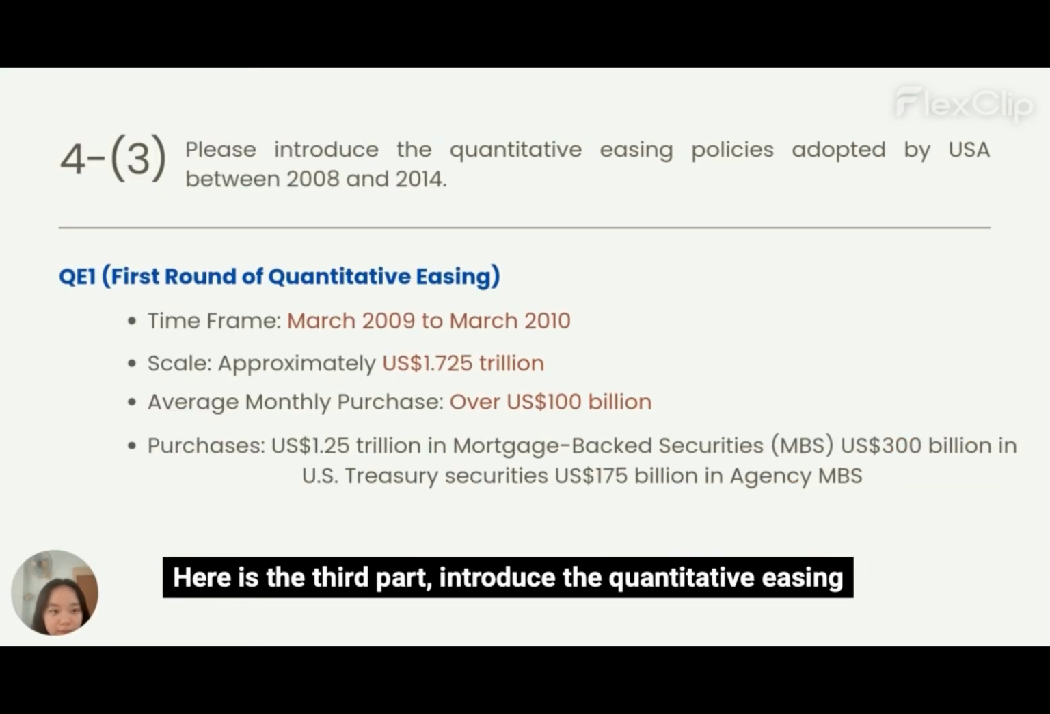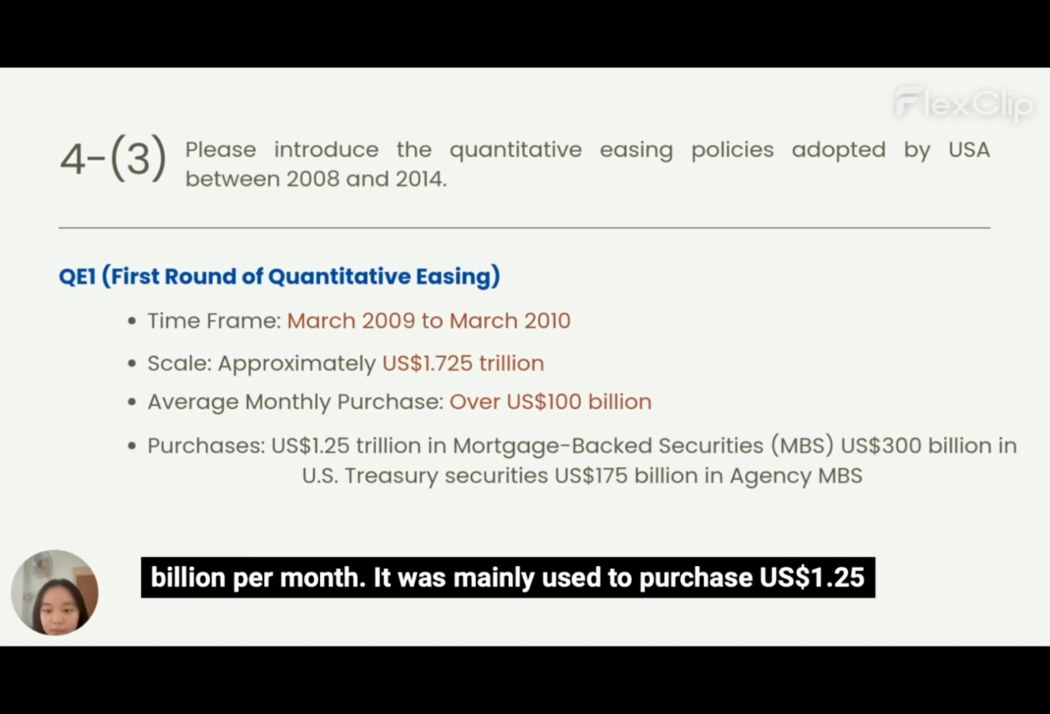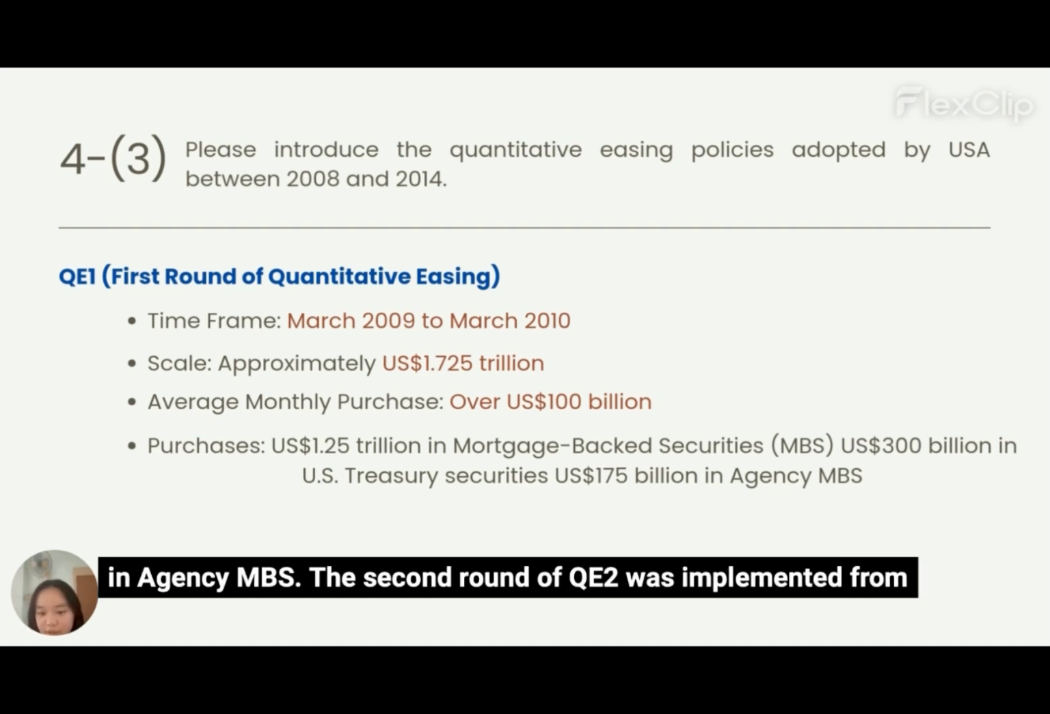Here is the third part. Introduce the quantitative easing policy adopted by the USA between 2008 and 2014. The first round, QE1, was implemented from March 2009 to March 2010, with a scale of approximately $1.725 trillion, averaging over $100 billion per month. It was mainly used to purchase $1.25 trillion of mortgage-backed securities, $300 billion in U.S. Treasury securities, and also $175 billion in agency debt.